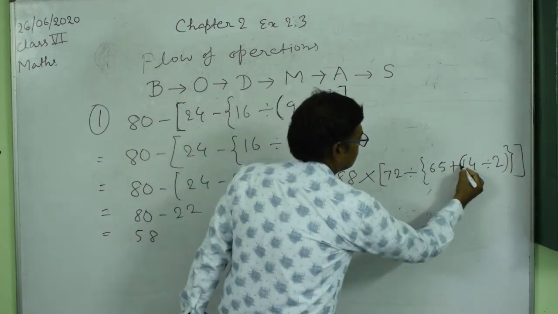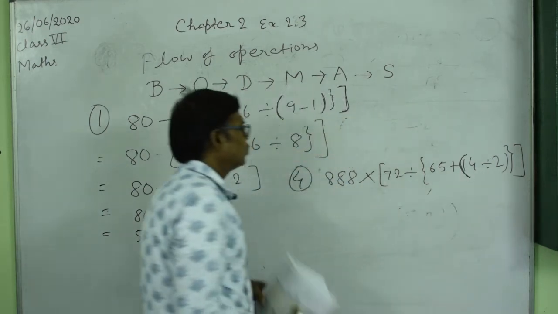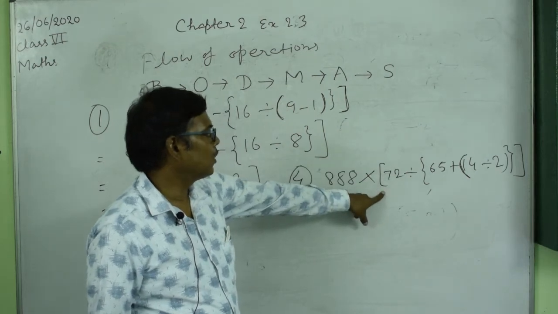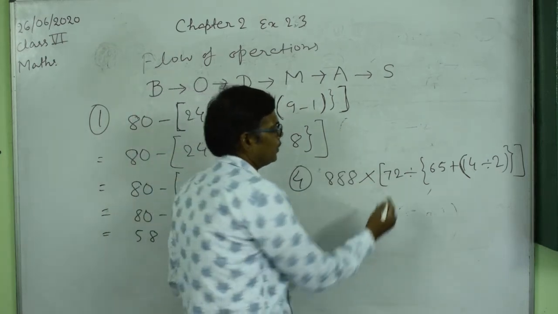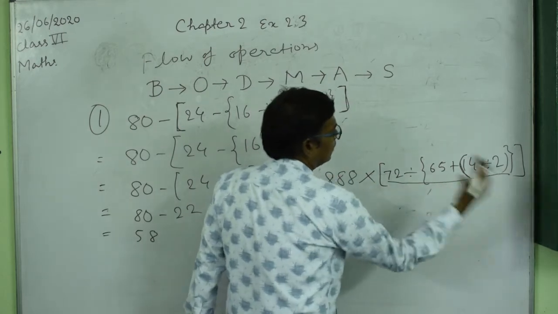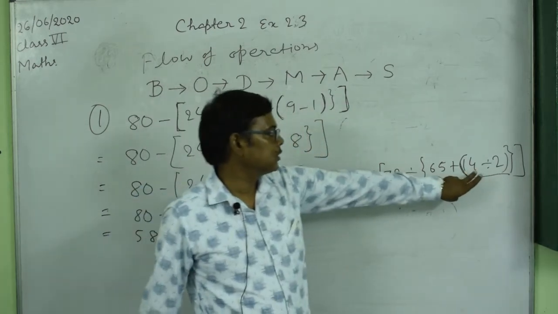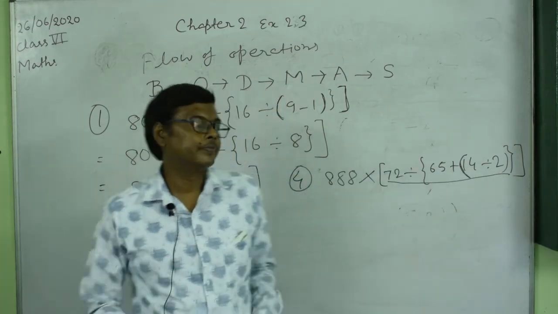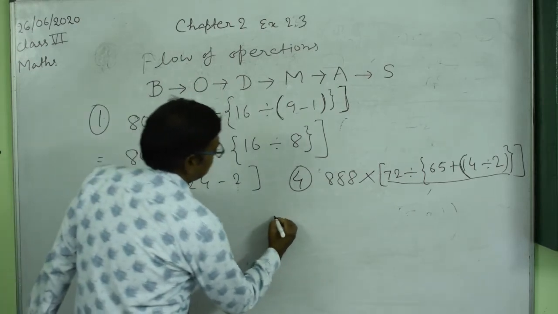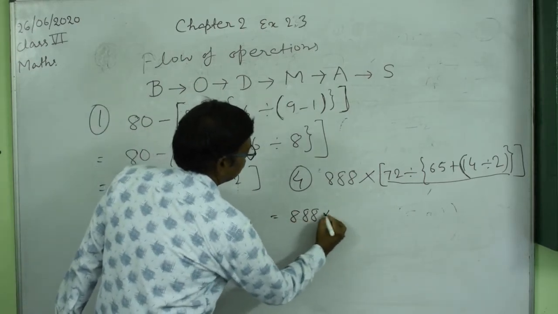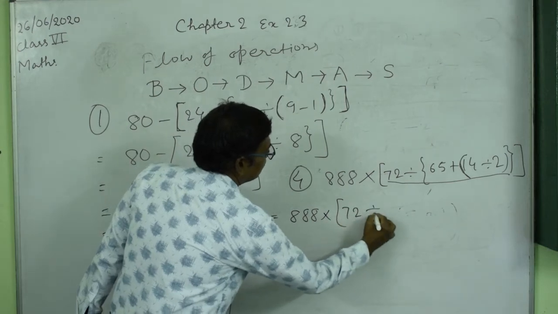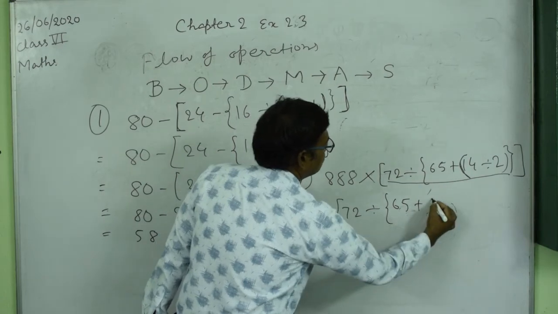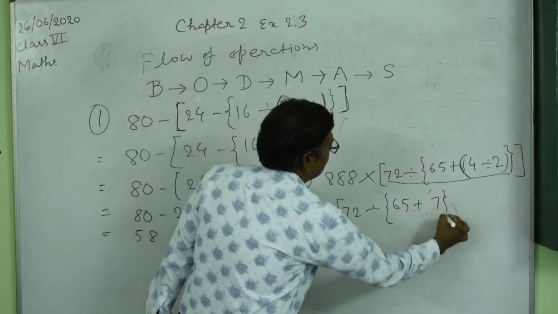Okay, this is the bracket. So 888 multiplied by, then you have the start of the square bracket here. All these terms are within the square bracket, and the innermost bracket is this: 14 divided by 2. So first you will solve 14 divided by 2, and that will be 7. So that will be 888 into 72 divided by 65 plus 7 here, and then this.